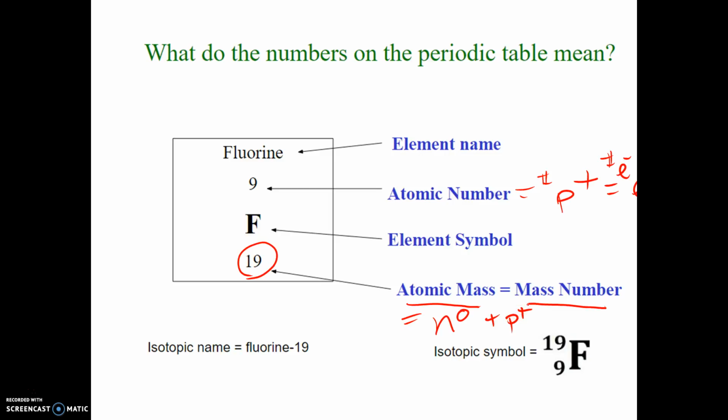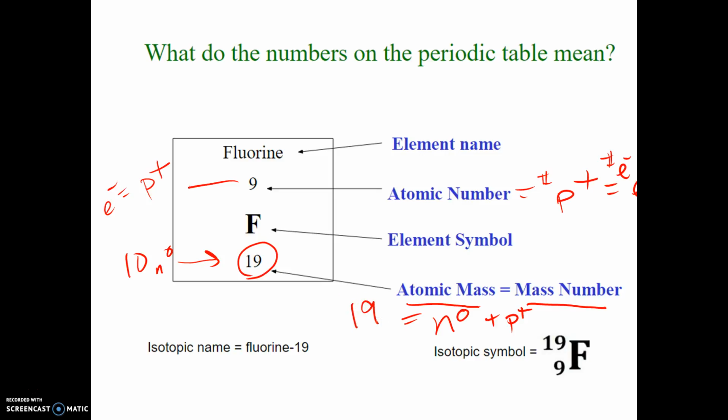So in this case, for fluorine, I happen to have 9 protons, 9 electrons, and on the bottom here, since this is the number of protons and neutrons, I have to have 10 neutrons. 19 minus the 9 will give me the 10 neutrons.